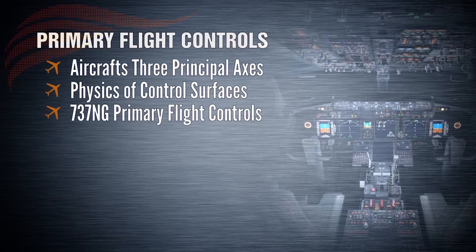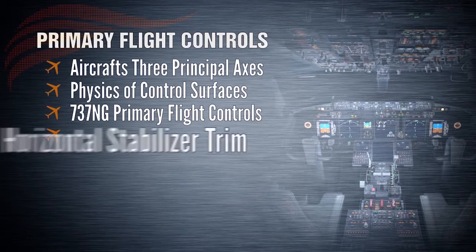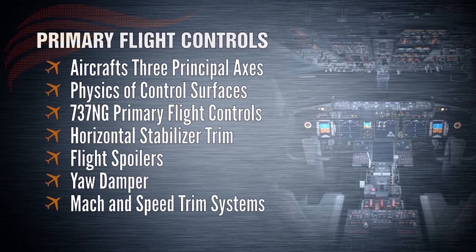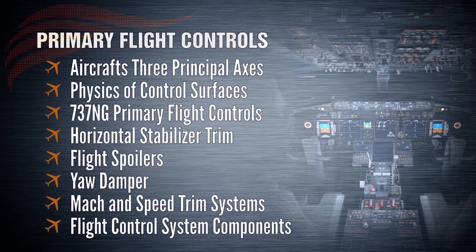roll, and yaw. We'll also be discussing their relationship with the hydraulic systems and the standby hydraulic system, horizontal stabilizer trim, flight spoilers, and yaw damper, Mach trim system and speed trim system, 737 NG flight controls system components, and a lesson summary.